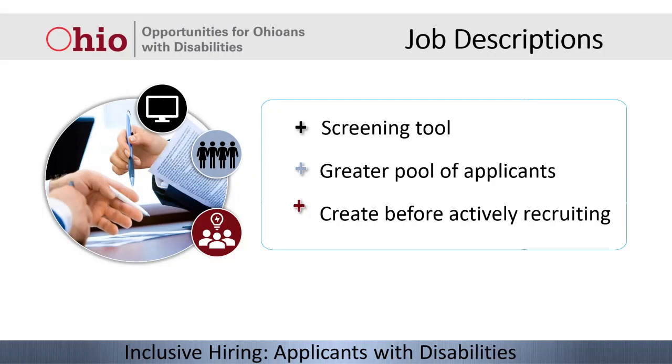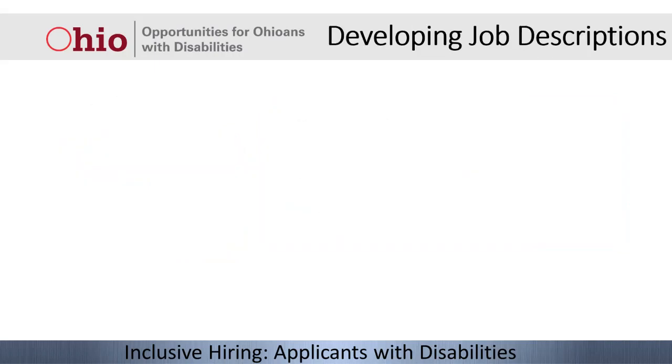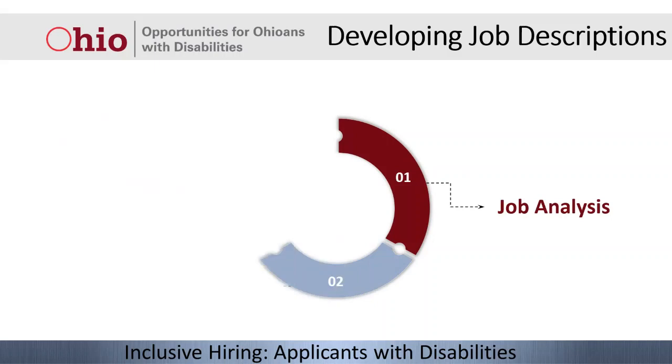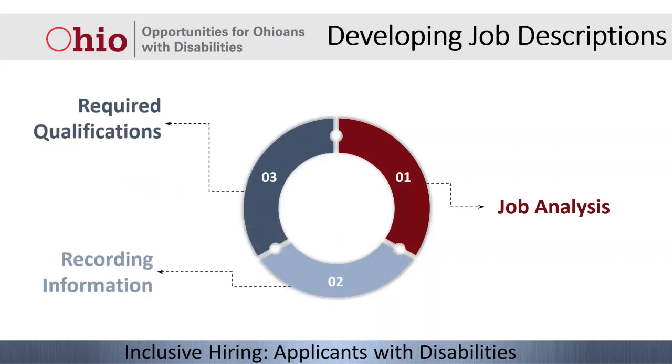I think that starting with an understanding of how to develop a job description makes sense. What all is included? There are many online resources, but for best practices, I am referencing the Job Accommodation Network, known as JAN, and its online resource called Job Description Topics. This resource describes a three-step process for creating job descriptions. Step 1 is performing a job analysis. Step 2 is recording information. And step 3 is determining the required qualifications for the job.